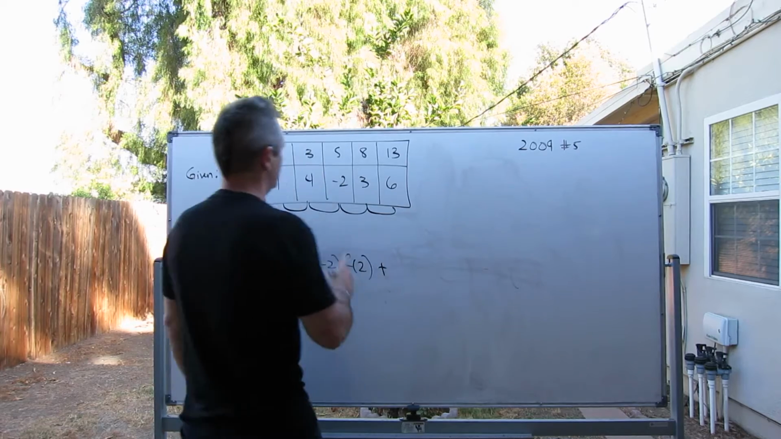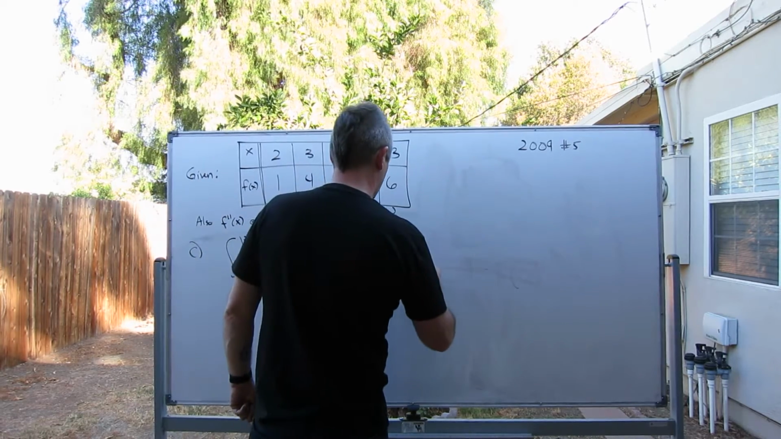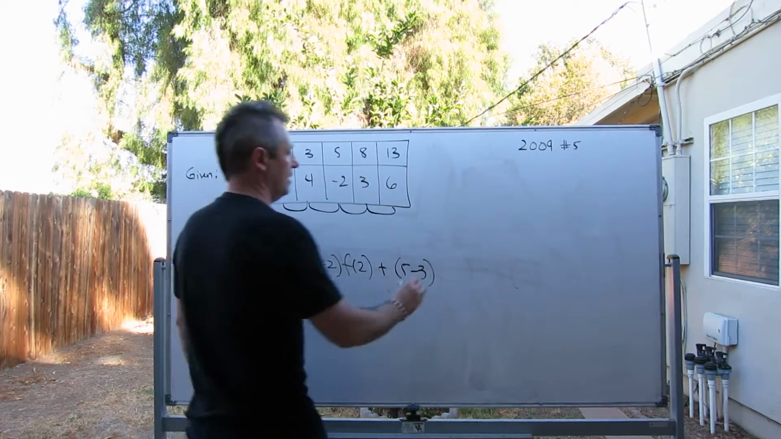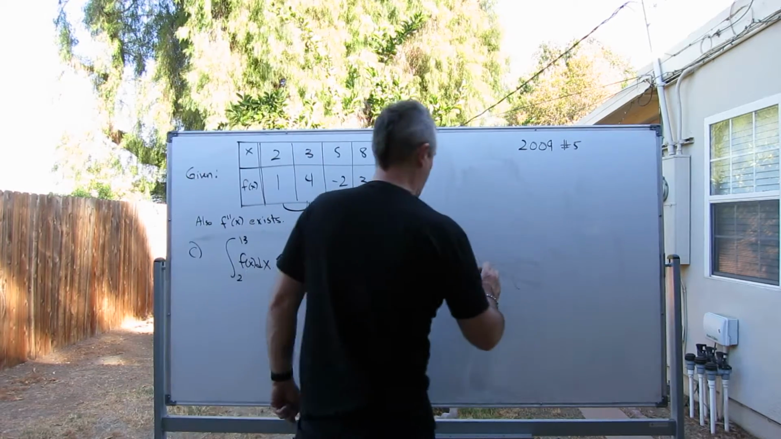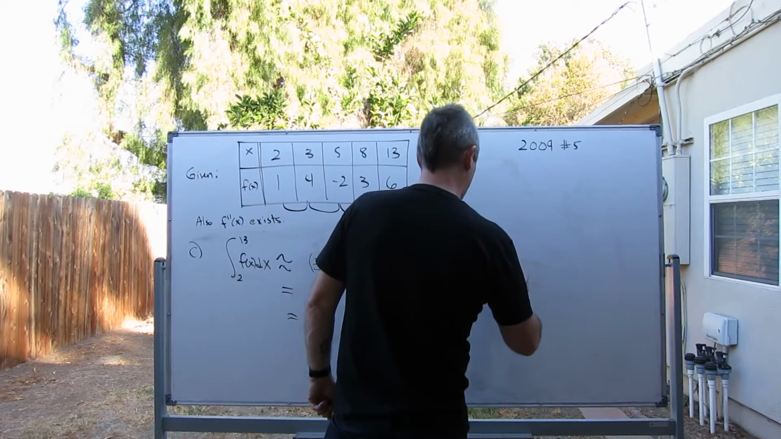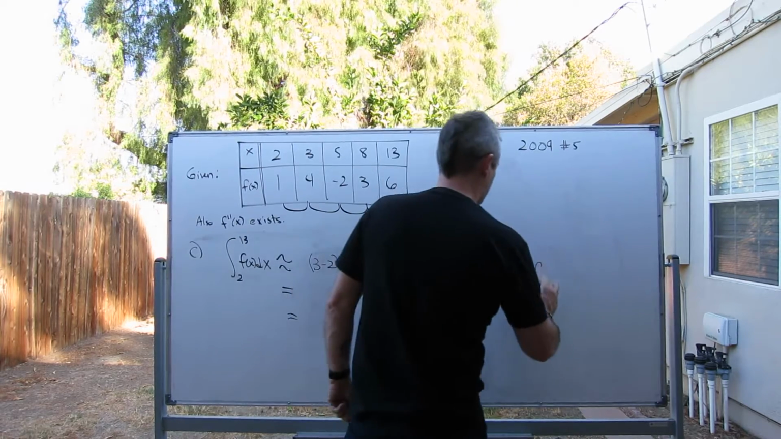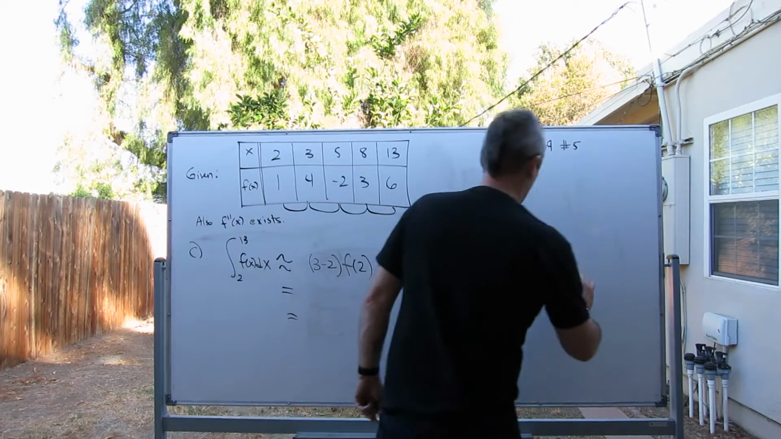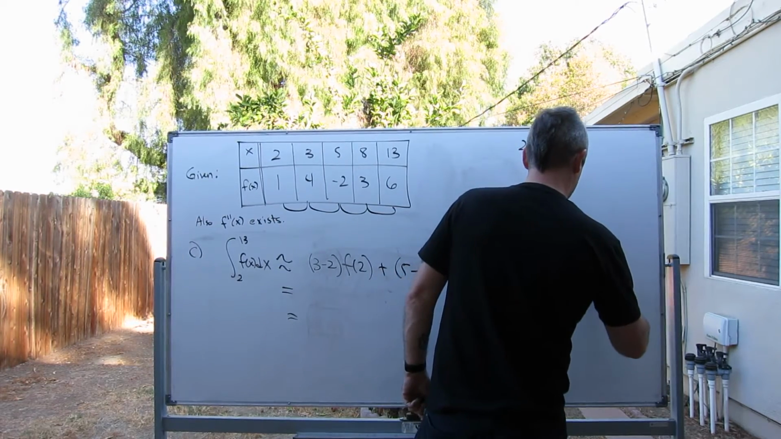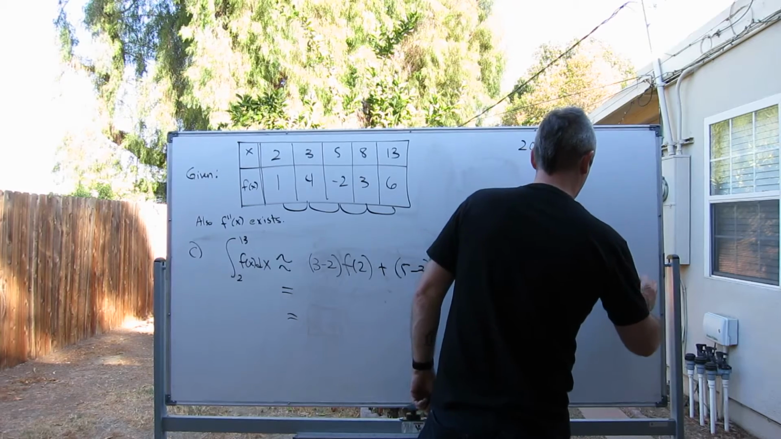Plus, my second rectangle has a width of 5 minus 3 and a height of f of 3. My third rectangle has a width of 8 minus 5 and a height of f of 5. And my final rectangle has a width of 13 minus 8 and a height of f of 8.